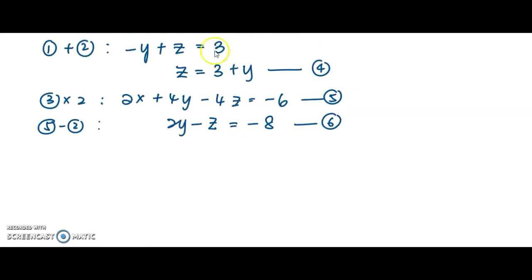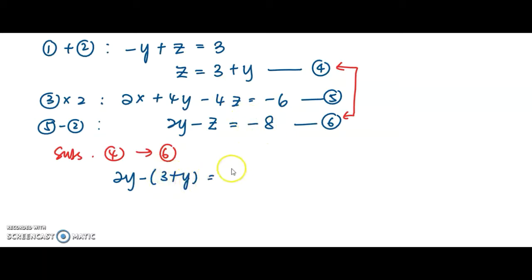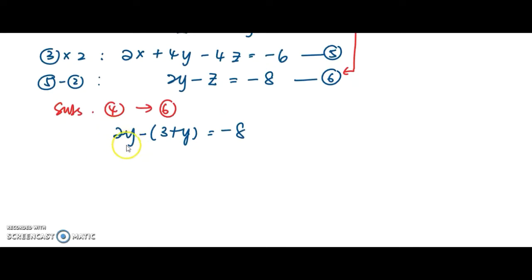After that, you are going to focus on equations 4 and 6. We are going to solve these two equations simultaneously. Substitute equation 4 into equation 6. Substitute the z, meaning that the z over here will be replaced by 3 plus y. So you will have 2y minus z, where z is replaced by 3 plus y, and this equals negative 8. Simplify further. You have 2y minus y, that is y. And here you have negative 3, bring over. You got negative 8 plus 3, that will be negative 5. So you already solved for y.